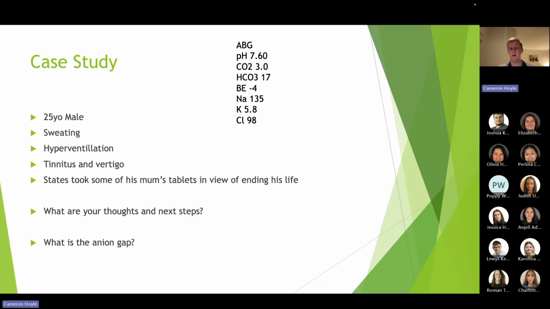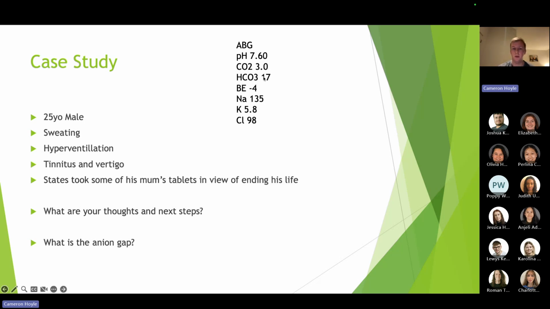So aspirin is one of those where you get a bizarrely mixed picture. You'll get a metabolic acidosis with a respiratory alkalosis. You mentioned the hyperventilation, and because of the hyperventilation, you will get a respiratory alkalosis because you're blowing off all your carbon dioxide. Hence, the carbon dioxide here is low. You will also get a metabolic acidosis. Hence, the bicarb here is low.